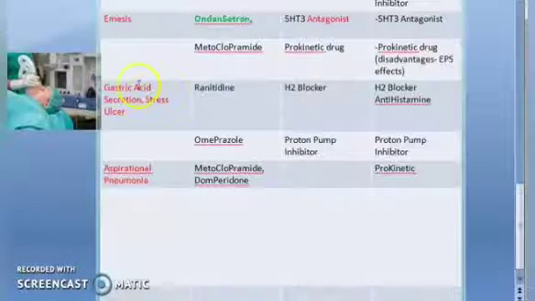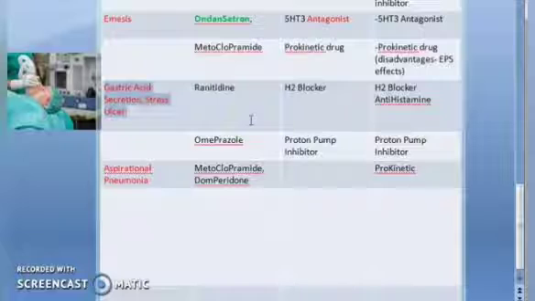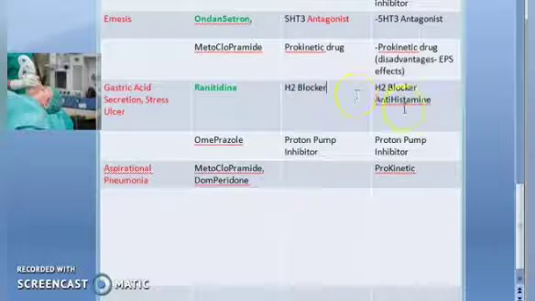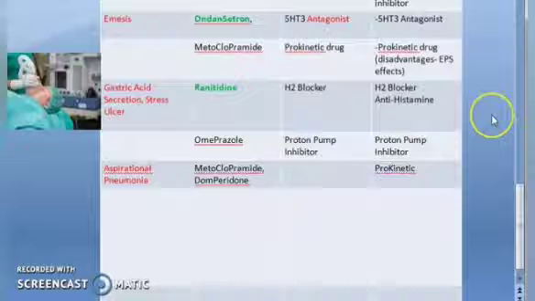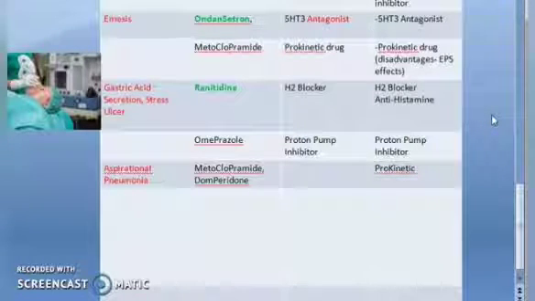Then you have, continuing, now we want to reduce the gastric acid secretion. We want to reduce stress ulcers. So the problem here is gastric acid secretion and stress ulcer. So the solution is ranitidine. So ranitidine is also a pre-anesthetic medication. What does ranitidine do? It's an H2 blocker. So it is an antihistaminic drug, right? Antihistamine it is. And it is an H2 blocker. So it will make sure that gastric acid is not produced that much. And you can prevent stress ulcer.